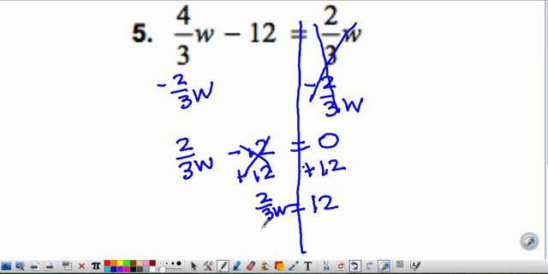Now we have to divide by 2/3. 2/3 divided by 2/3 is W, and we still have 12 divided by 2/3, which we've already worked out to be 18. So you get the same answer. You just have to add this extra step of moving the 12 over here now, which is completely fine.